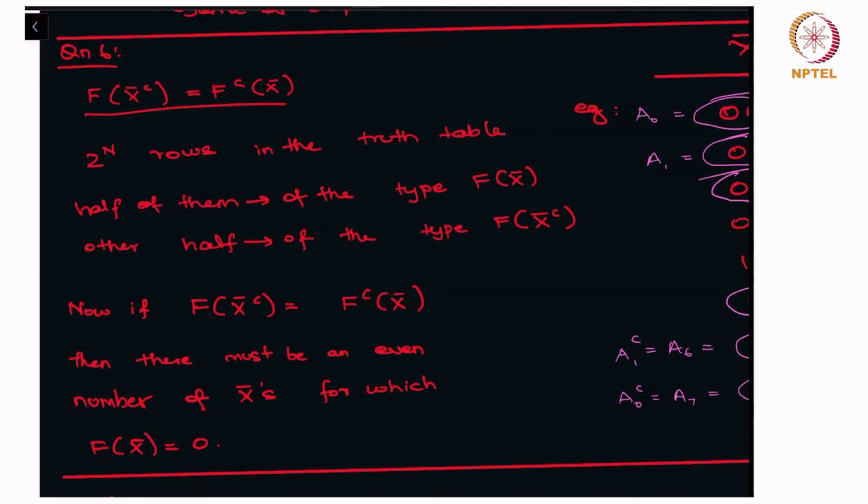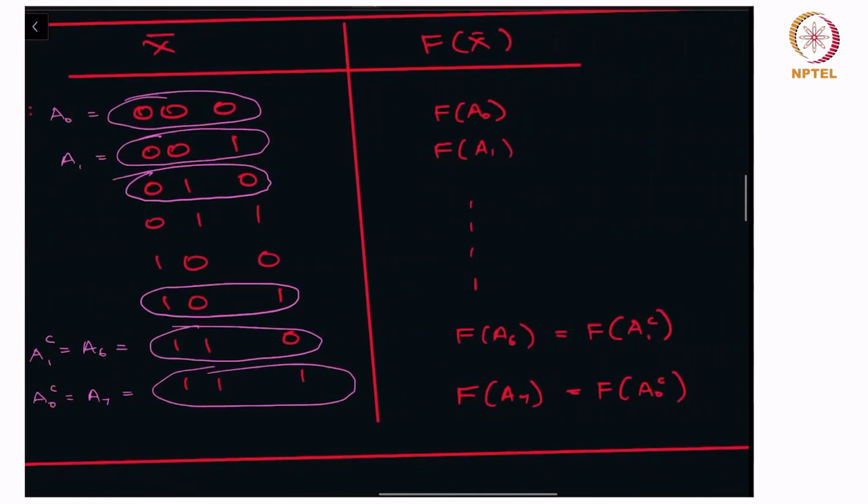Now consider a truth table of n variables. It will have 2 power n rows. Example, if there are 3 variables, then you'll have 8 rows in the truth table, 2 power 3, 8. Now half of those rows will be of the type f of x vector, and the other half will be of the type f of x vector complement. Take for example, this truth table. These are the input variables and this is the output, right?